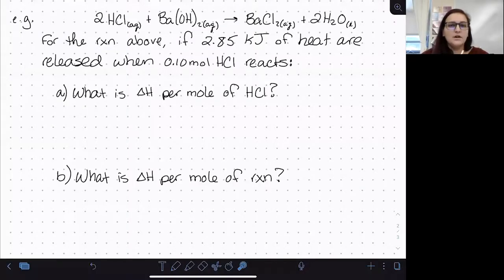So here we have an example of a reaction where we're going to be able to calculate the delta H because we know how much heat was transferred and how much material reacted to cause that heat transfer. So for the reaction above, where we can see hydrochloric acid reacting with barium hydroxide to form barium chloride and water, if 2.85 kilojoules of heat are released when 0.1 moles of HCl reacts, we can calculate the delta H per mole of HCl, and we can also calculate the delta H per mole of reaction.